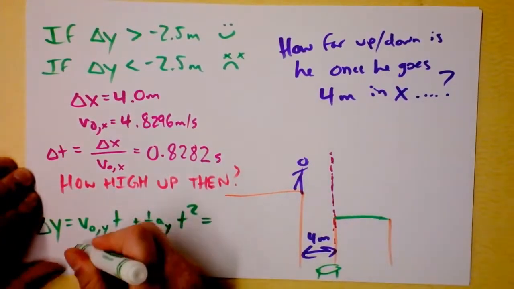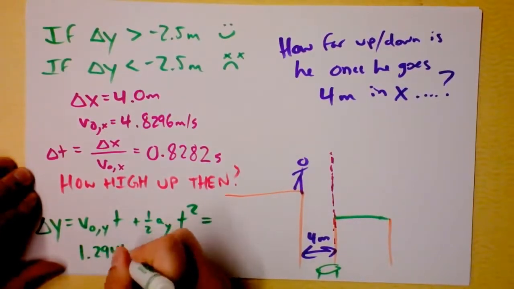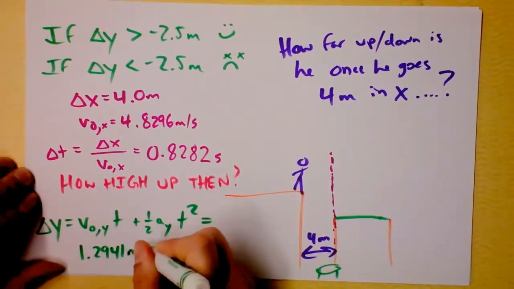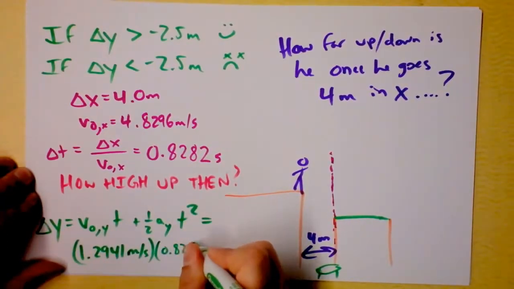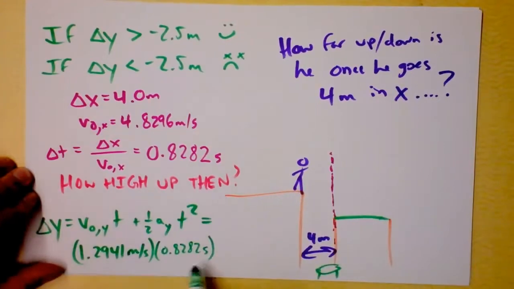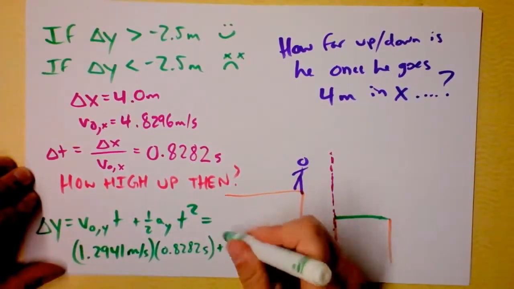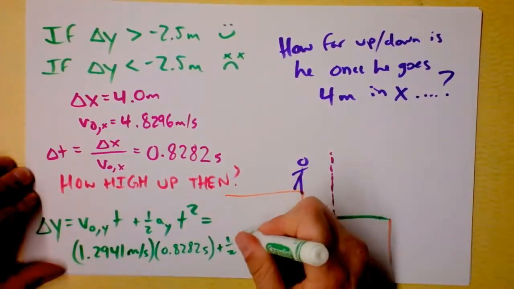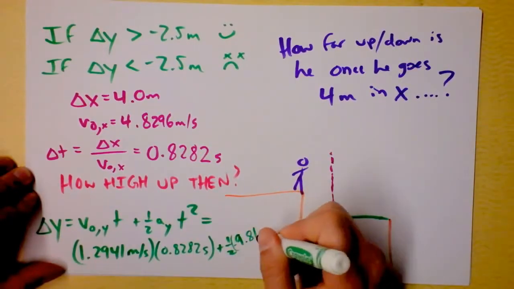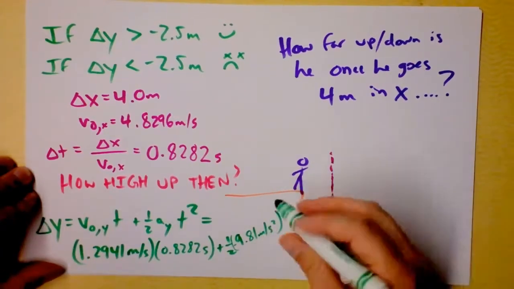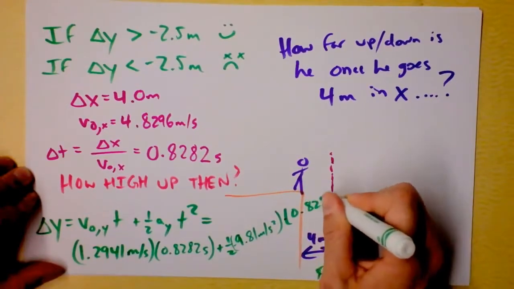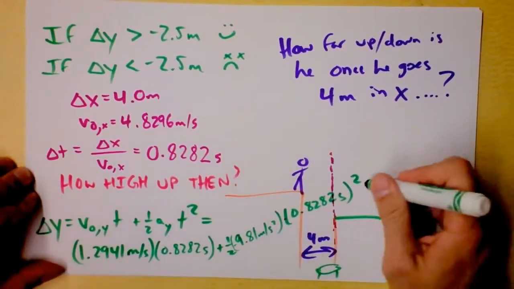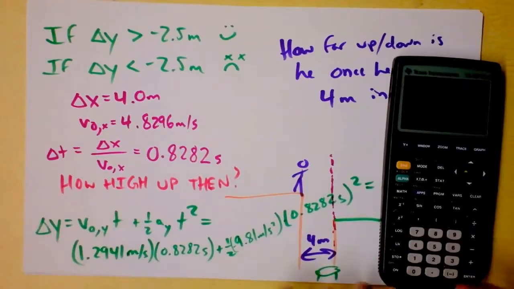Initial velocity in the y direction is 1.2941 meters per second, and then I'm supposed to multiply that by the time, which is 0.8282 seconds. That'll have units of meters, that's good. Plus 1/2, I'm going to need more room. Acceleration in the y direction is negative 9.81 meters per second squared, multiplied by that time. Here we go, multiplying by the time squared, 0.8282 seconds squared. If I type this into my calculator, I will find out how high up he is.